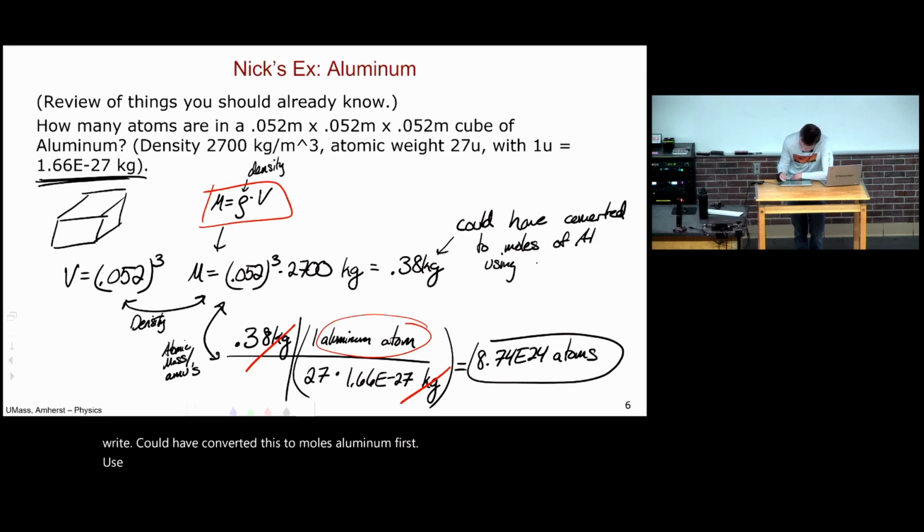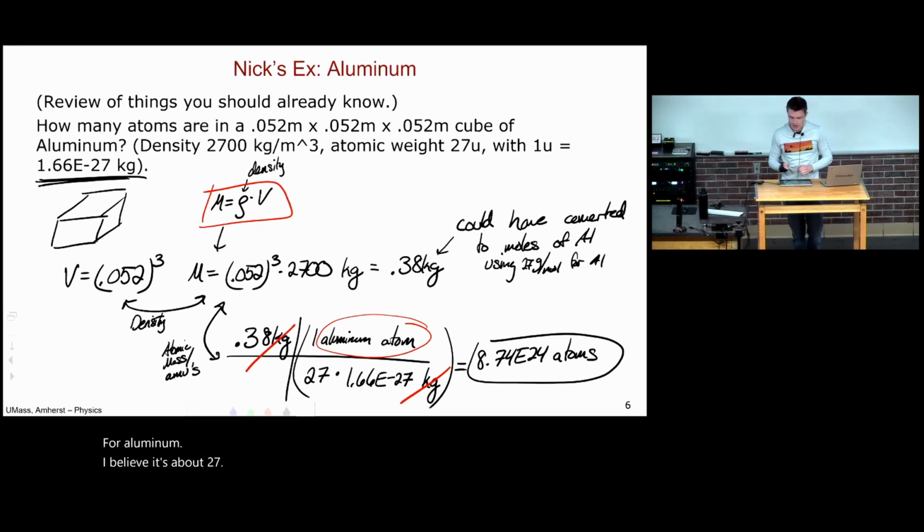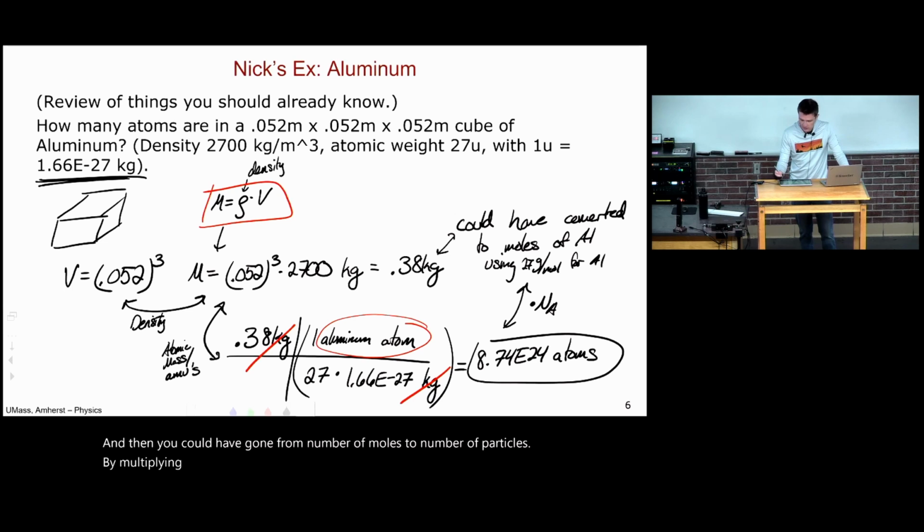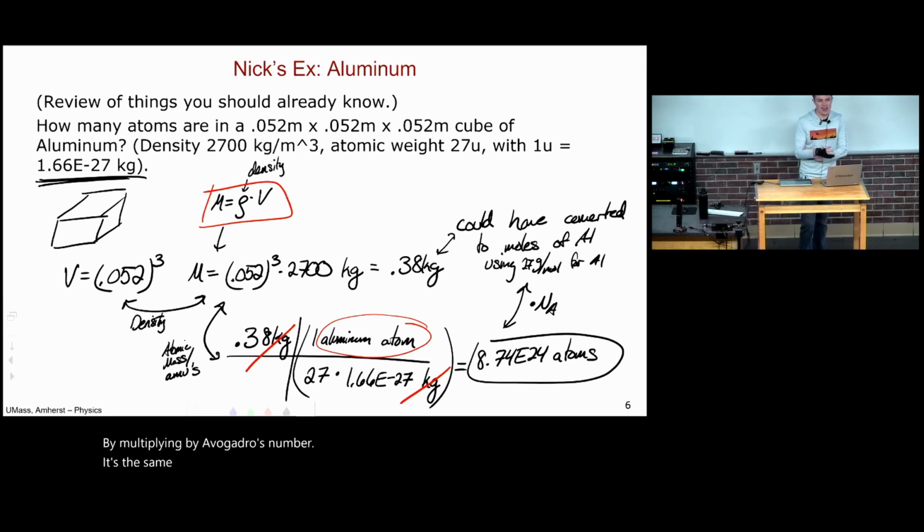Using grams per mole for aluminum, I believe it's about 27. And then you could have gone from number of moles to number of particles by multiplying by Avogadro's number. It's the same exact thing. AMUs has that Avogadro's number packaged into it.